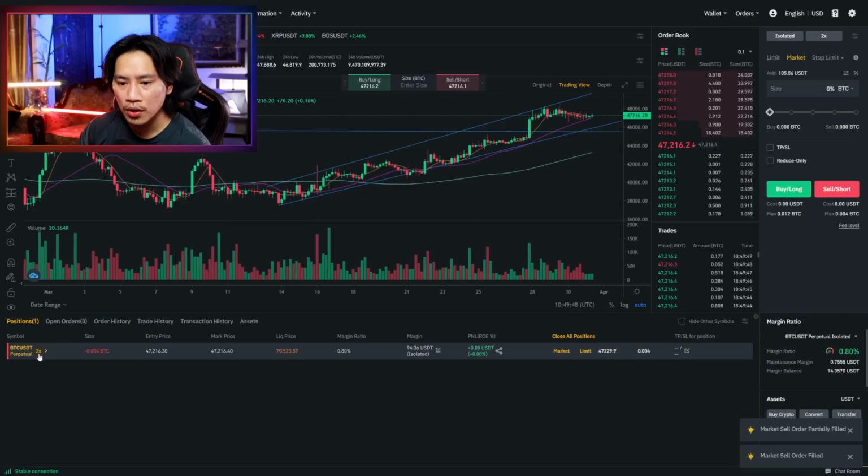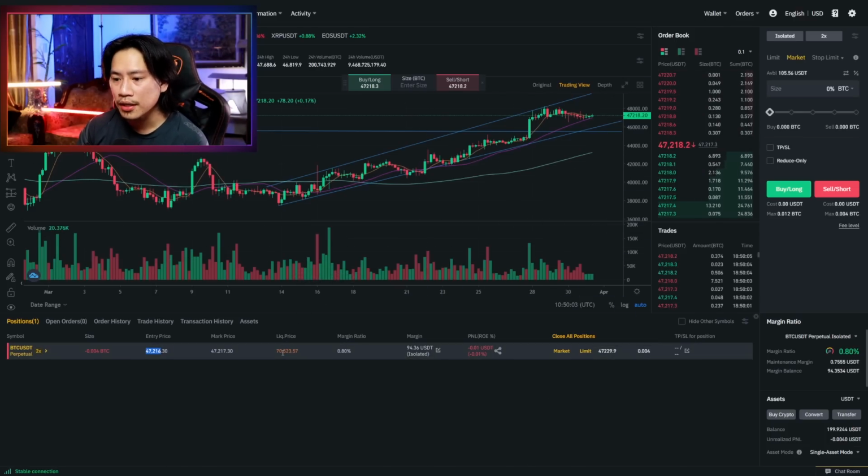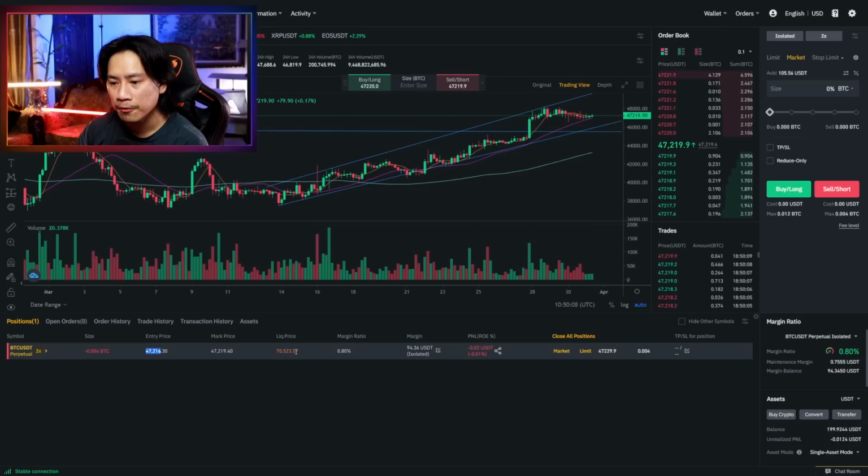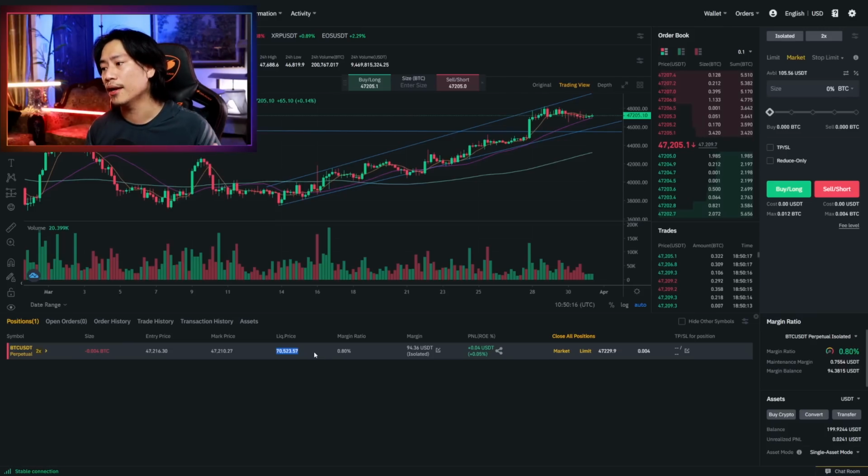Make sure that it's 2x isolated, sell short. Okay, so we already have a position here, saying that the entry price is 47,216.30, and then the mark price is the one that we have here. It's just copying that. Liquidation price is at 70,523.57, meaning if it reaches 70,523.57, it will liquidate the one we used.